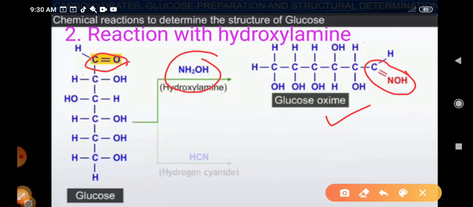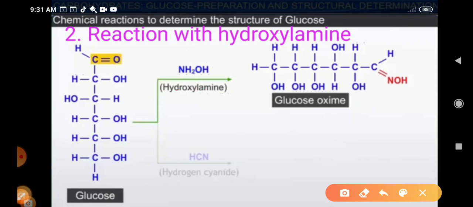This is one of the reactions in organic chemistry. Here the C double bond O gets changed into C double bond NOH. What does this reaction indicate? This reaction indicates that the glucose molecule consists of a carbonyl group. So this is one of the evidences which shows the presence of a carbonyl group, that is C double bond O, in the glucose molecule.